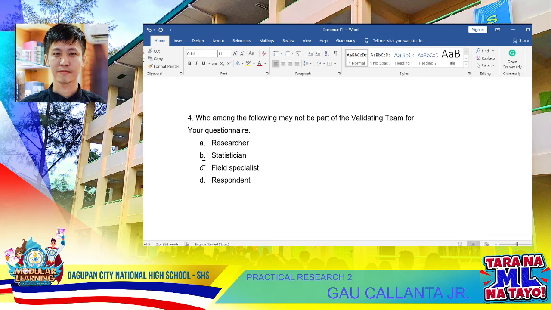What about number 4? Who among the following may not be part of the validating team? Researcher, statistician, field specialist, respondents, or respondent. Yes, that's correct. Respondent. They are not part of the validating team. It's only these 3 that may be part of the validating team.